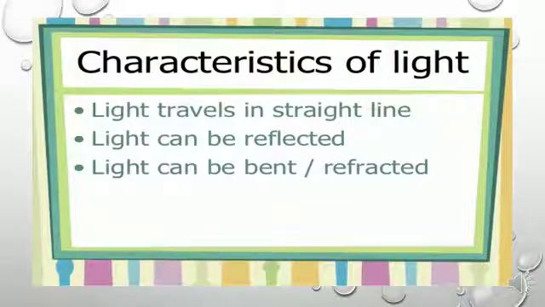Students, we know that light travels in a straight line. It can be reflected and it can be bent. But how does it pass through different materials? How is it able to create shadows? Let's discuss it.